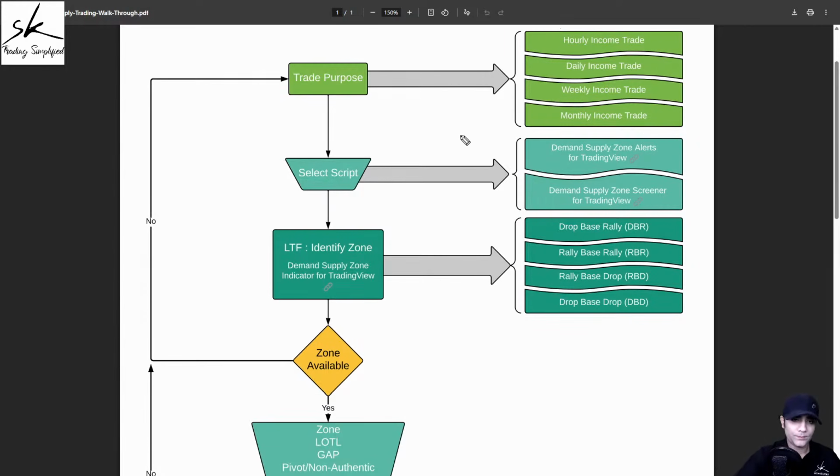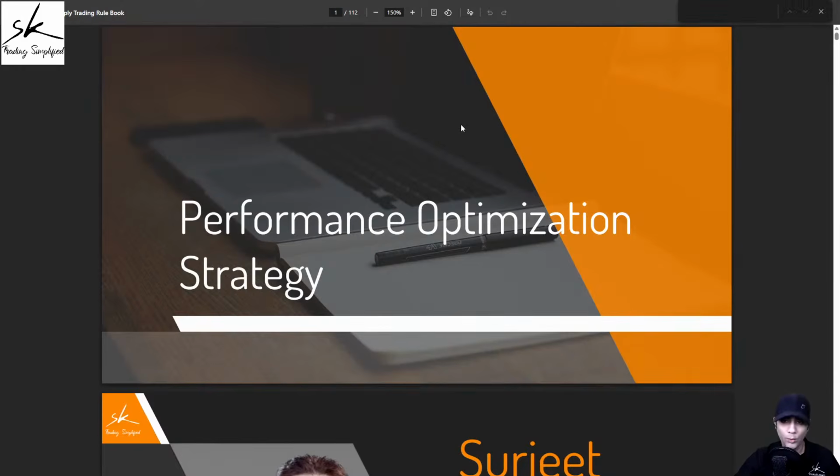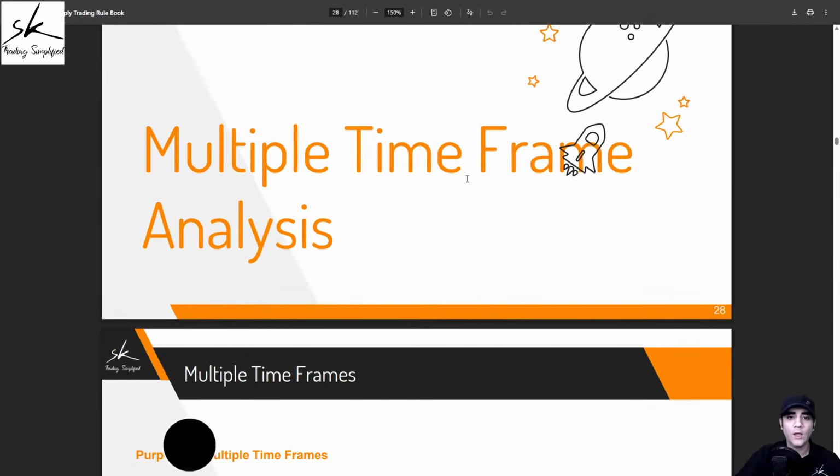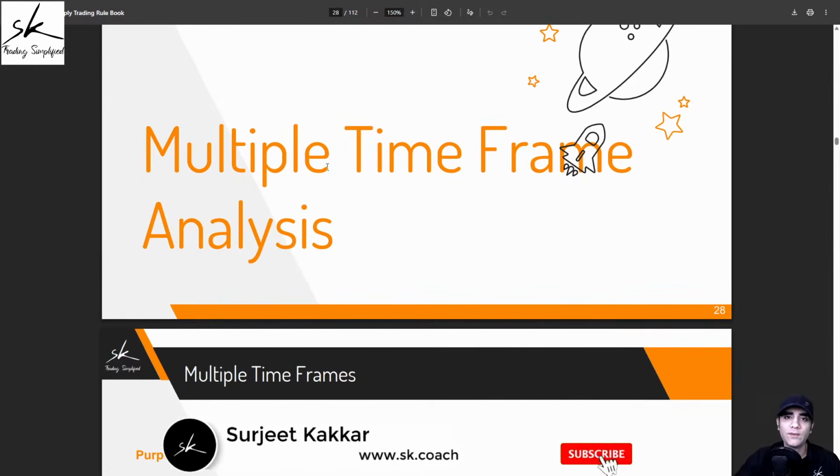So again, step one, I need to define my trade purpose, and let's assume I opted to plan monthly income trades. Once I have selected my purpose of trade, from the rulebook I'll get to know what time frames I should be using. If I go to rulebook page number 28, we start with the topic multiple time frame analysis, because the demand supply methodology is not based on a single time frame. Demand supply methodology is based on multiple time frame analysis.